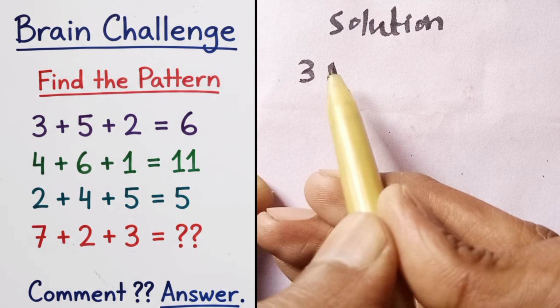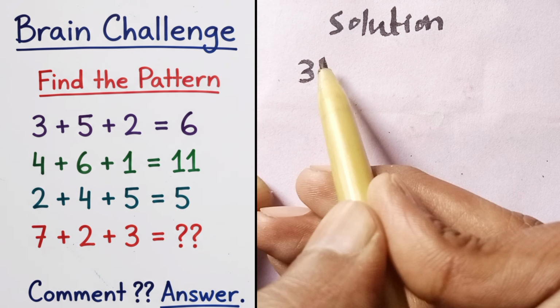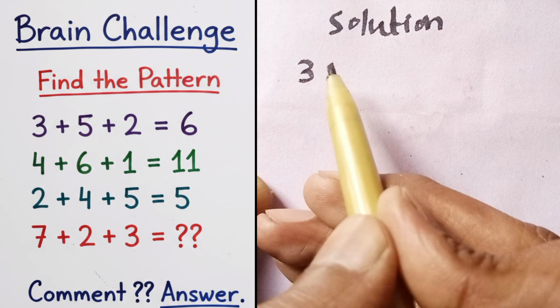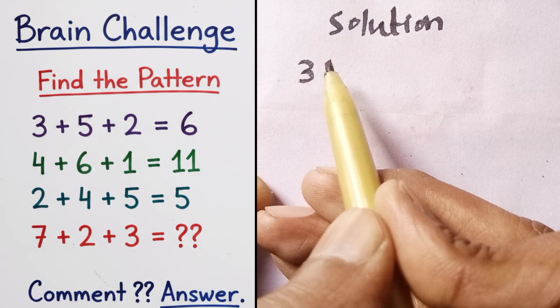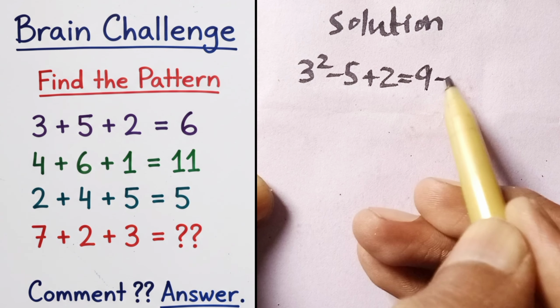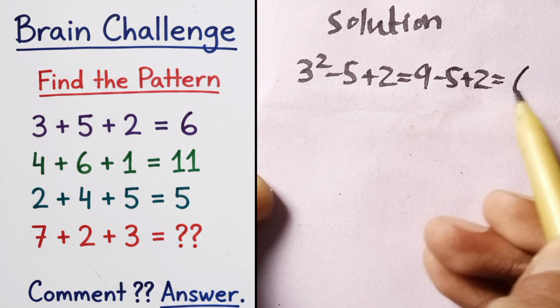The pattern behind these equations is to take the square of the first number, then subtract the second number, and add the third number in it. Let's apply and check this pattern. In the first equation, square of 3 minus 5 plus 2 equals 9 minus 5 plus 2 equals 6.